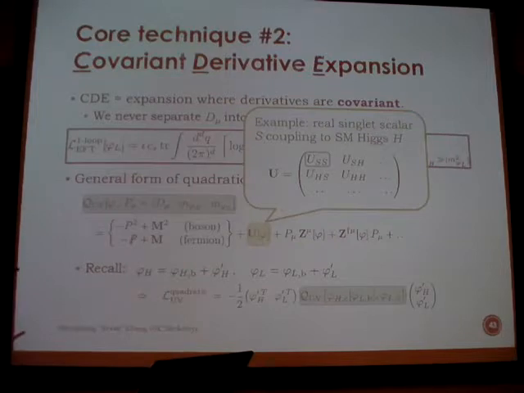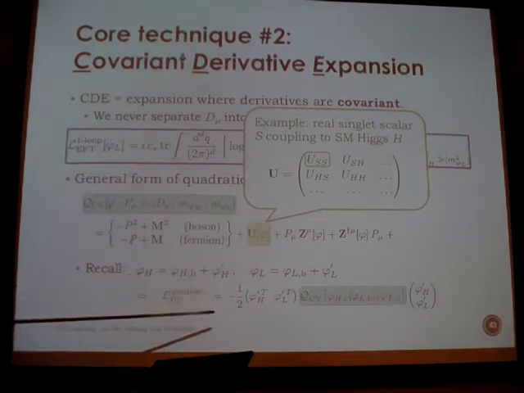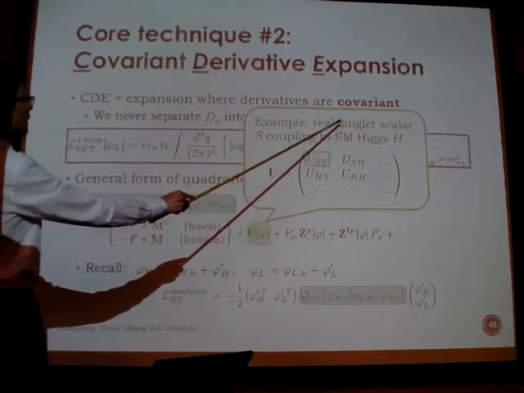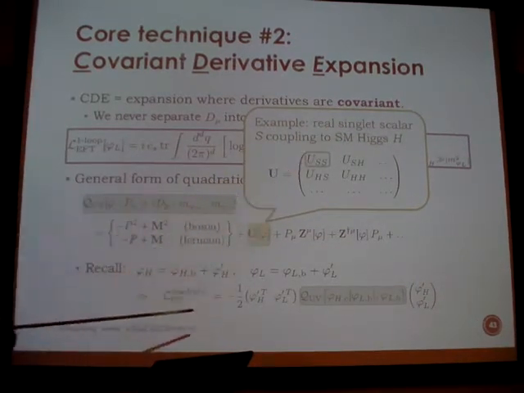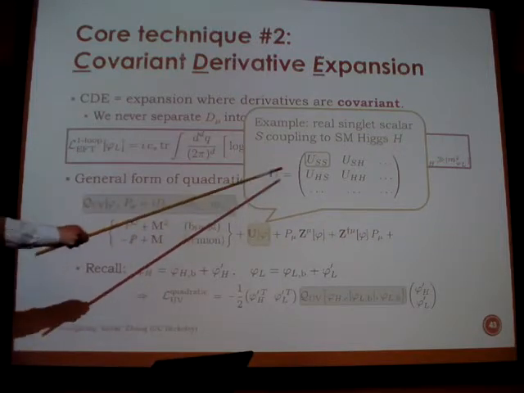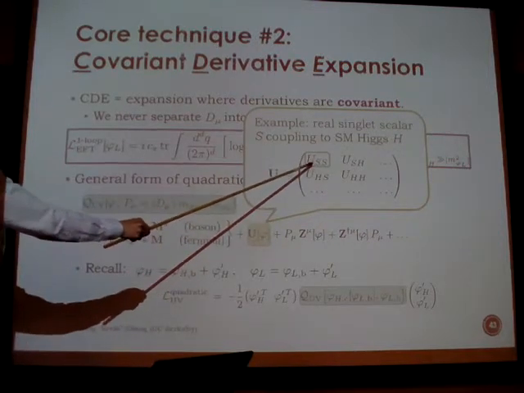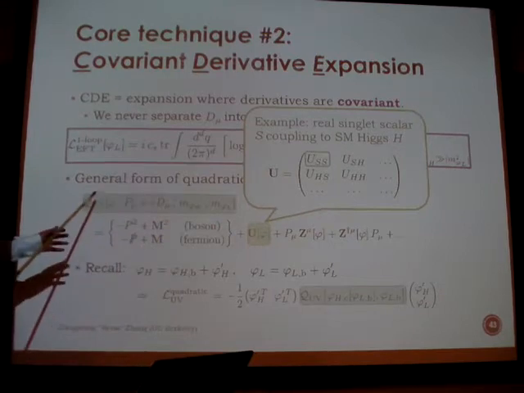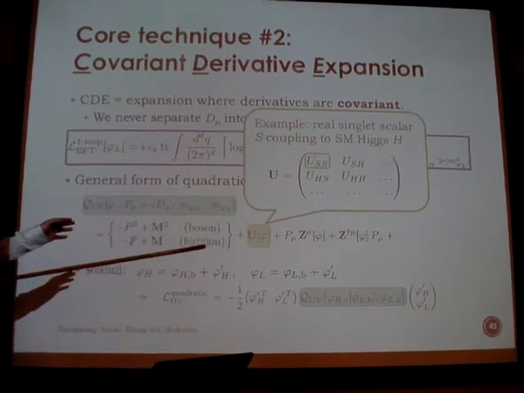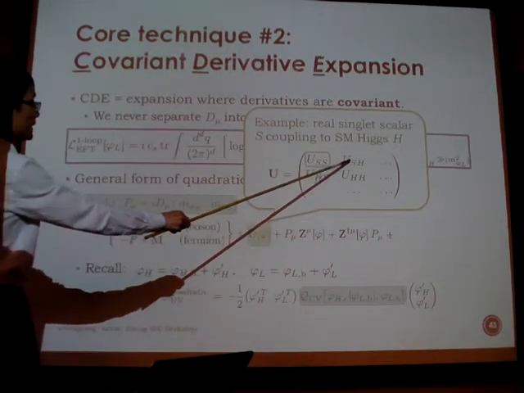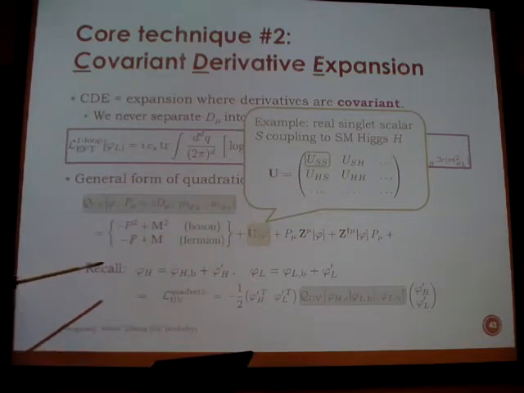To give you a simple example, if we want to work out what a U matrix is, suppose we look at an example of a real singular scalar S coupling to the standard model Higgs. This U matrix would contain different components. There is an SS component connecting an S field fluctuation and an S field fluctuation, and there is an SH component, there is an HH component, and so on.